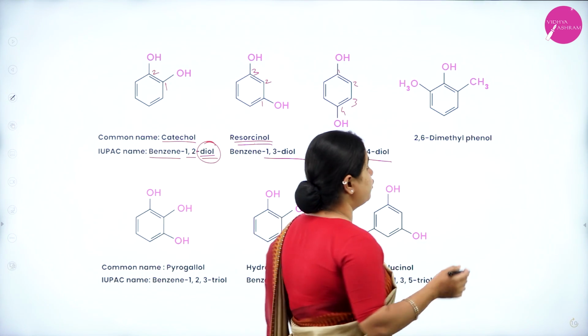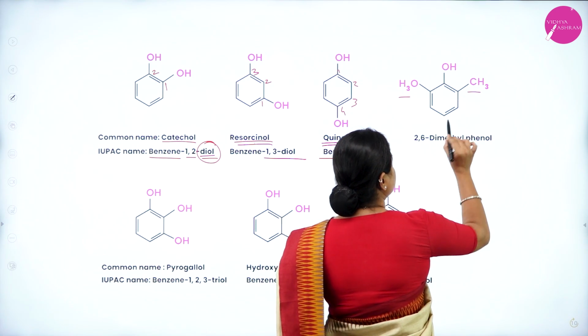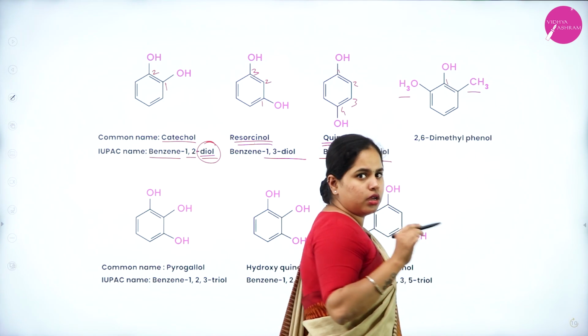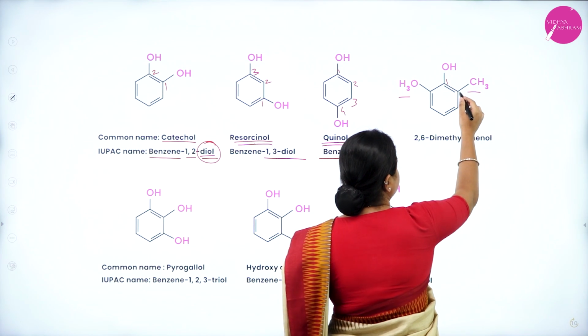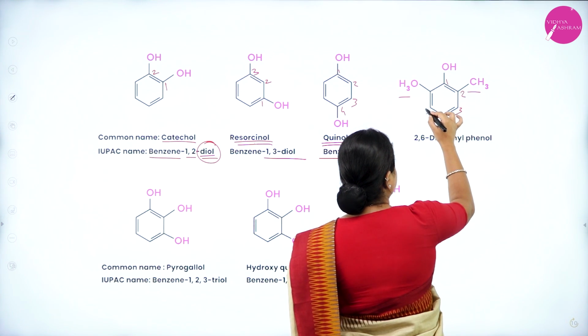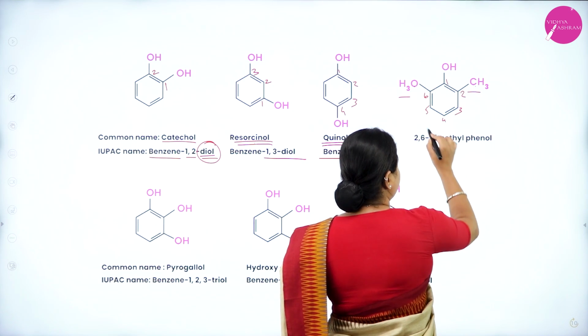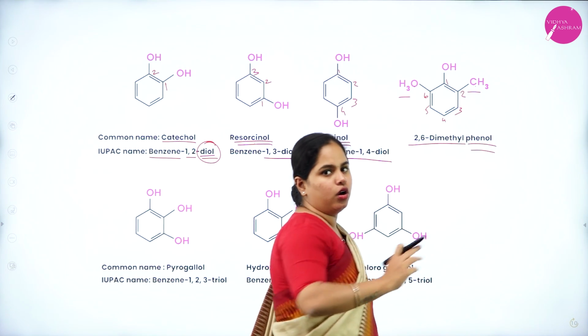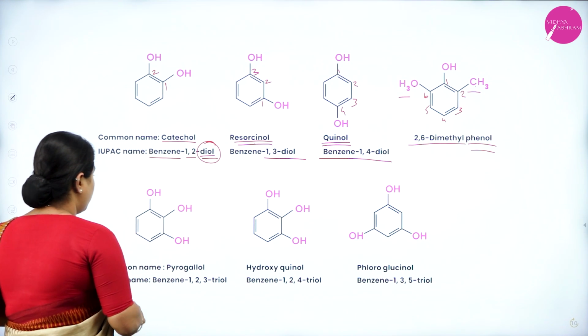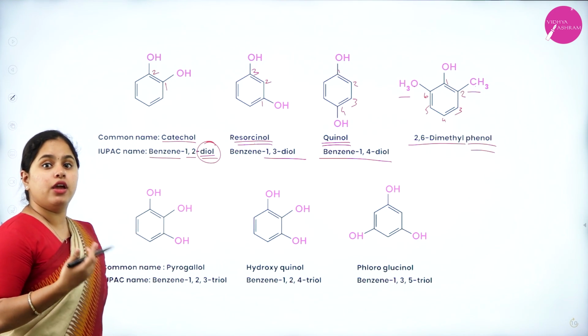Now moving on to the next one. So here you have two methyl groups. So from where should I start numbering? Of course, the hydroxyl group should get the first carbon atom. So you can number in this way or this way. It will be the same. 1, 2, 3, 4, 5, 6. So on the second and sixth carbon atom, I have 2 methyl. So it is 2,6 dimethyl phenol, right? Okay, it is phenol.